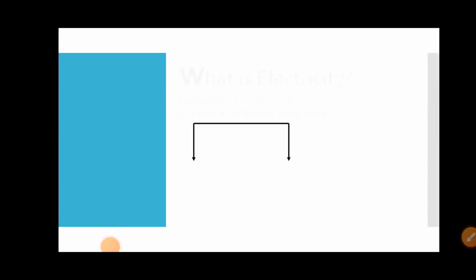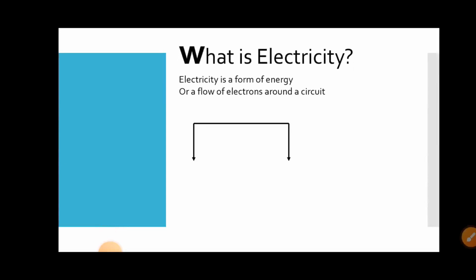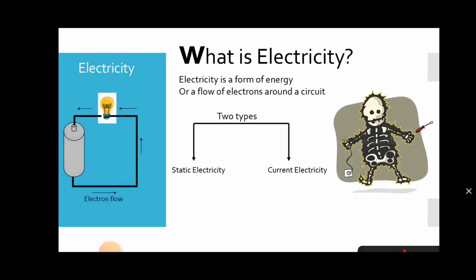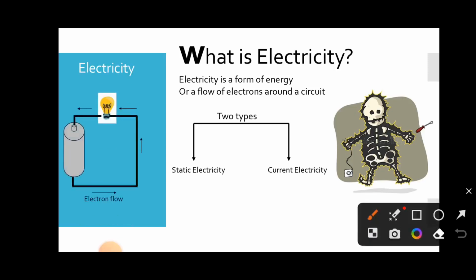So today we will discuss what is electricity. Electricity is a form of energy or a flow of electrons around a circuit. There are mainly two types, static electricity and current electricity. So as we see in the figure, flow of electrons around a circuit is called electricity.